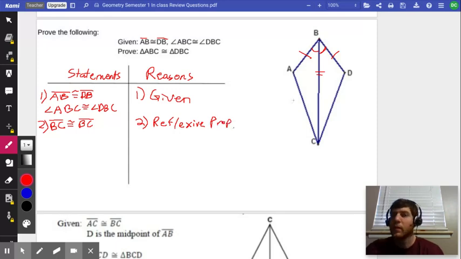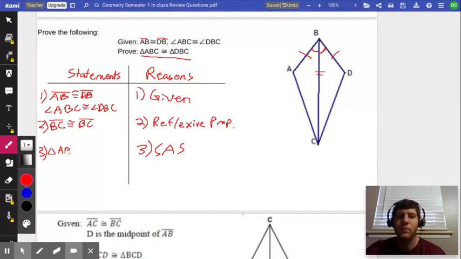Okay, and now we know these two triangles are congruent by side, angle, side, right? So since we have two pair of sides that are congruent, and the included angle are congruent, there's only one size and shape for those two triangles. Those two triangles have to be the same size and shape, so we can say that they're congruent. So now we can conclude that triangle ABC is congruent to triangle DBC.